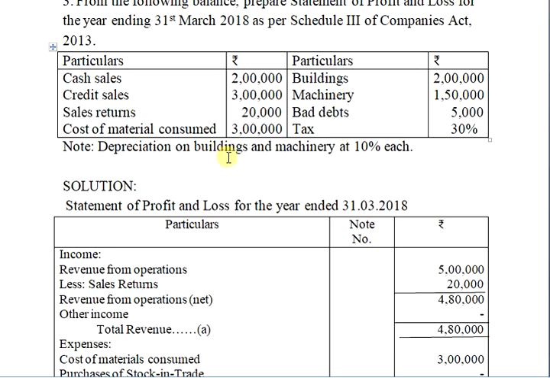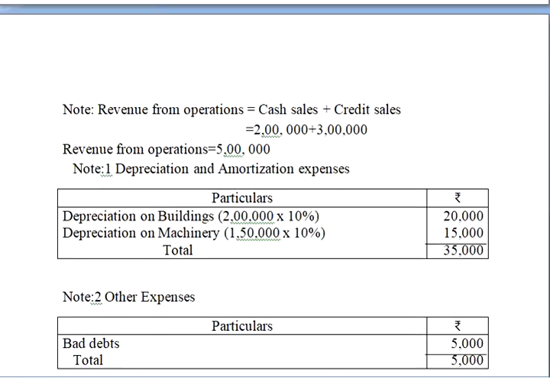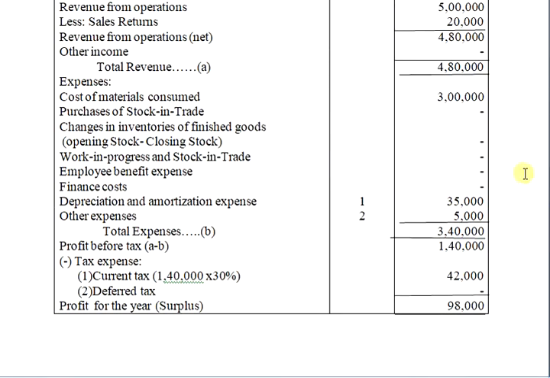they are given depreciation on buildings and machinery at 10%, so we need to consider buildings 2 lakhs into 10%, 20,000, and machinery 1,50,000 into 10%, 15,000 you will be getting. You can see the note clearly here: depreciation and amortization expenses, depreciation on buildings 2 lakhs into 10%, 20,000, depreciation on machinery 1,50,000 into 10%, 15,000, total you will be getting 35,000. So that 35,000 only we have considered here, depreciation and amortization expenses, note number 1.